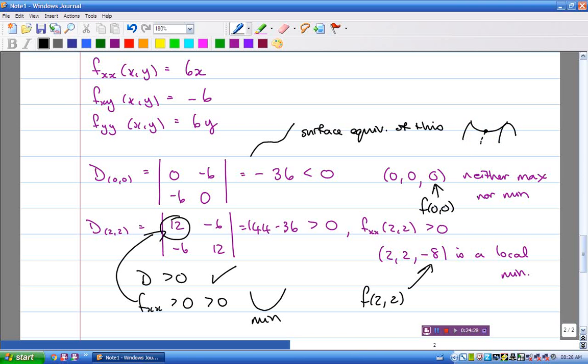Question? Can you just get a minimum and that's fine? You don't have to get both. Correct, yeah. If you think about a paraboloid, it only has a minimum, it doesn't have a max. Local, yeah.